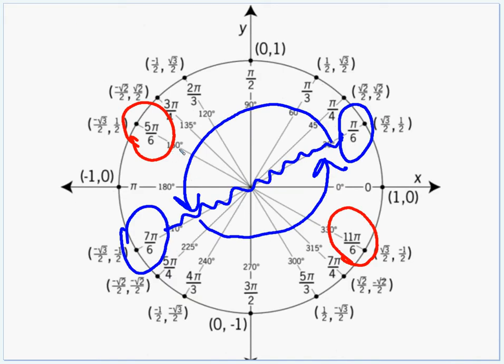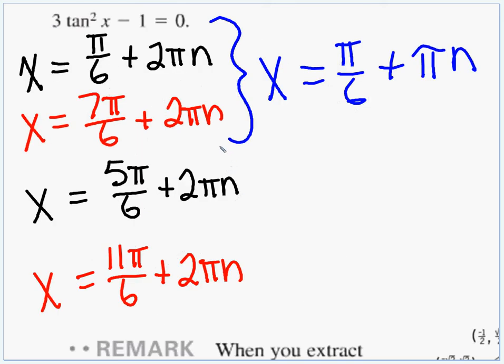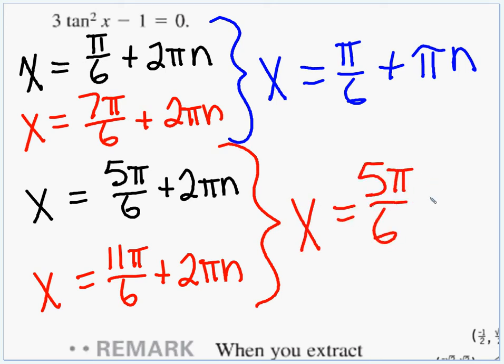Same here, if we are at 5 pi over 6, we could do 2 pi and go all the way around. Or if we add 1 pi, we'll get directly across the unit circle here, add another pi, and that will take us back to where we started. So once again, these two are directly across from each other on the circle. We can combine them down to the lower value, 5 pi over 6, plus 1 pi n.